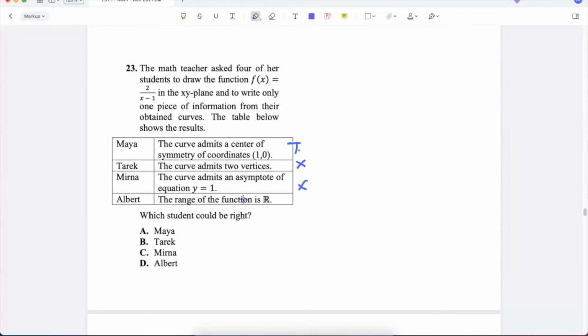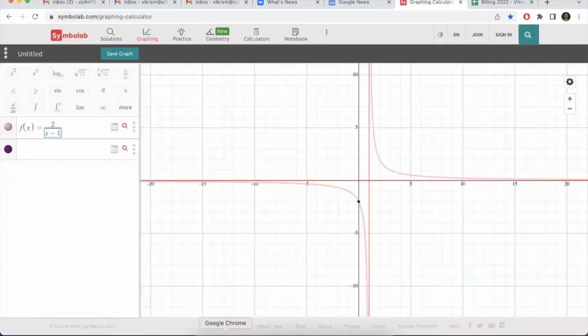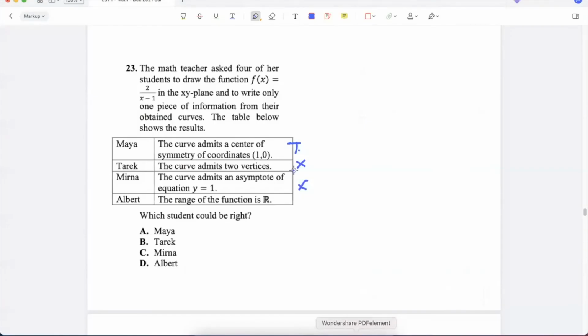And the range of the function is all real numbers. Range of the function, no, that's not true, right? It can't be 0. Range of the function is non-zero. And can it be 1? Yeah, 1 is possible, I think, because if x minus 1 is 2, x equal to 3, it will be 1. Yeah, but it's not all real numbers. It cannot be 0. So this is also not true. So the one who is right is Maya.